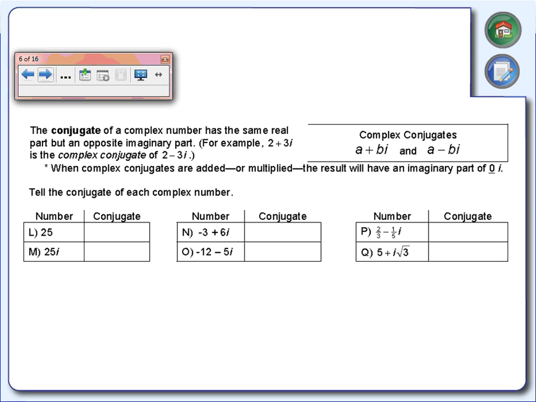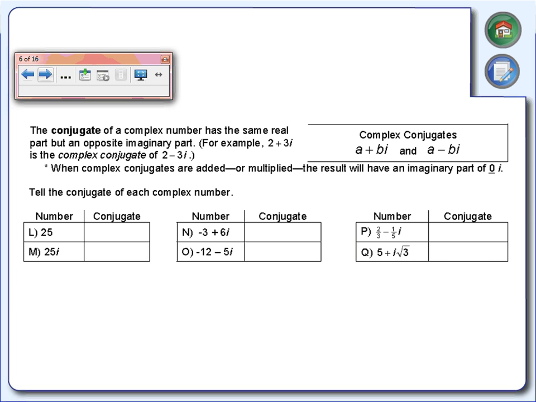The next thing we have is something called a conjugate. And it says here the conjugate of a complex number is when we have the same real part but the opposite imaginary part. So for example, 2 plus 3i. The conjugate of 2 plus 3i would be 2 minus 3i. The only thing that's changing is the sign on the imaginary part. The real part stays the same, regardless of what number you're working with. Notice right here, it also says when complex conjugates are added or multiplied, the result will be the imaginary part being 0i. That's always the case.